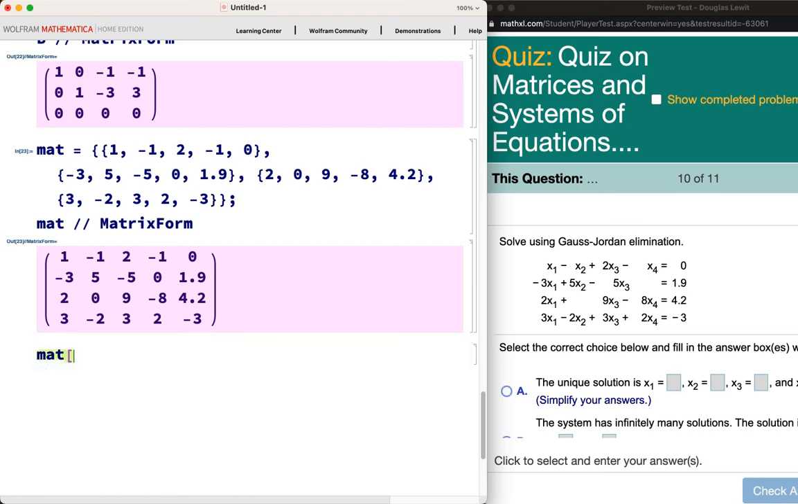That looks great. Matrix 2, the second row of matrix 2, okay. So that's going to be plus 3 times that first row. And what does that look like?